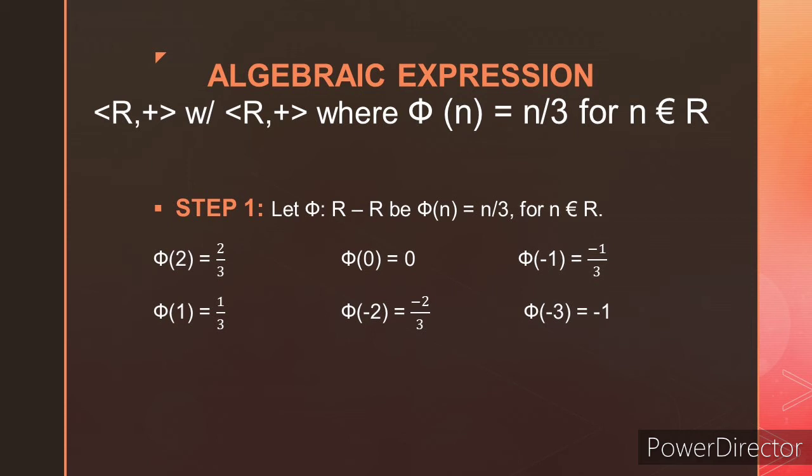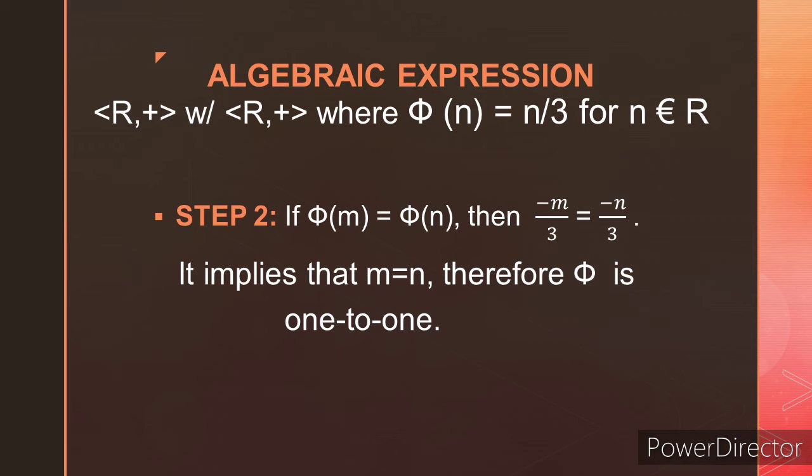So phi of 2 is equal to 2 over 3. Phi of 1 is equal to 1 over 3. Phi of 0 is equal to 0. Phi of negative 2 is equal to negative 2 over 3. Phi of negative 1 is equal to negative 1 over 3. And phi of negative 3 is equal to negative 1. This algebraic example satisfies our step 1.